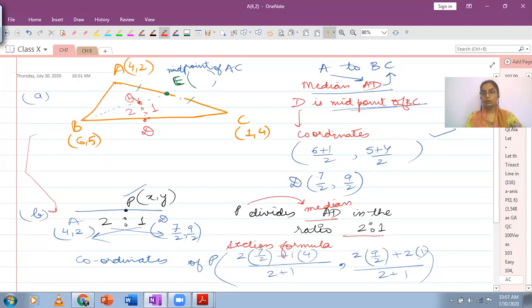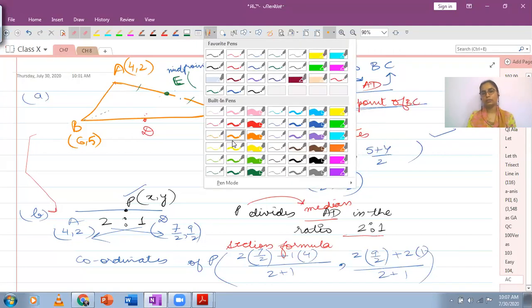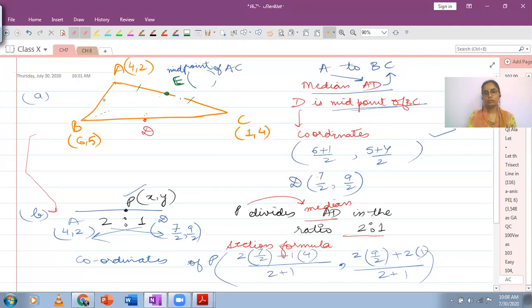And finally, you will do the same thing for the third median. The third median will be from point C now. Let's just draw this. So you have a median now from point C and it will meet this side at F. And this will be the midpoint of AB.